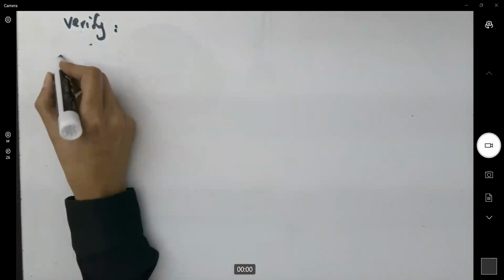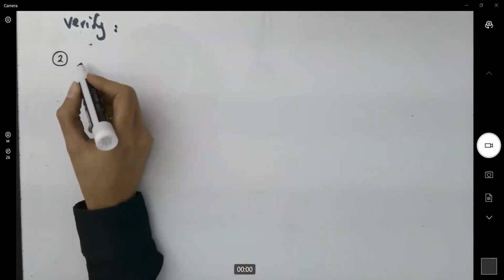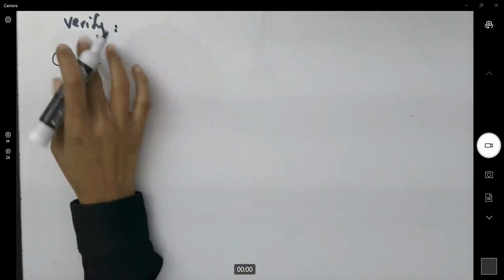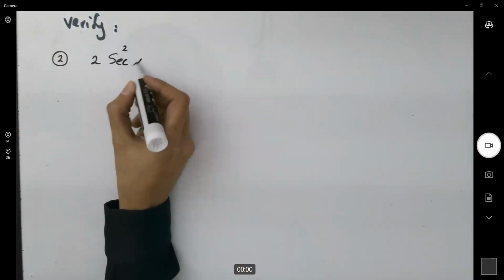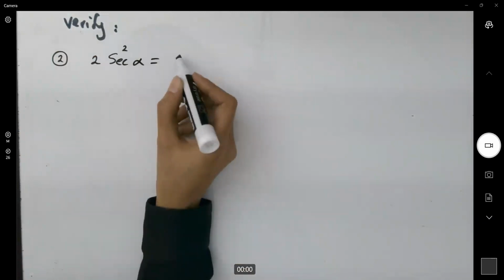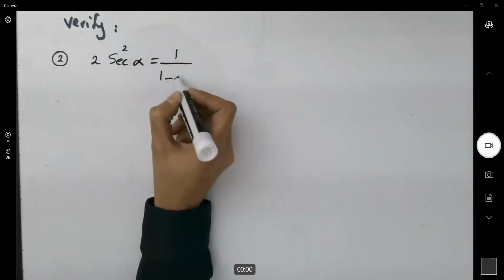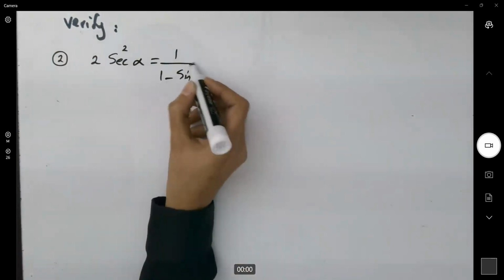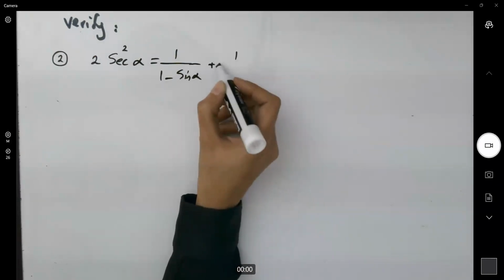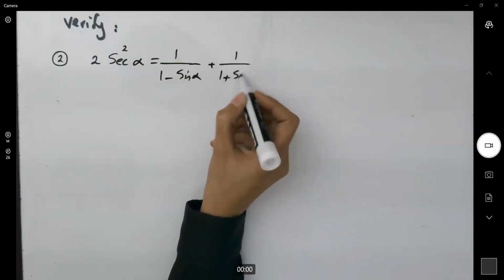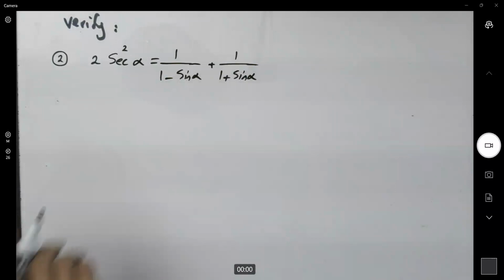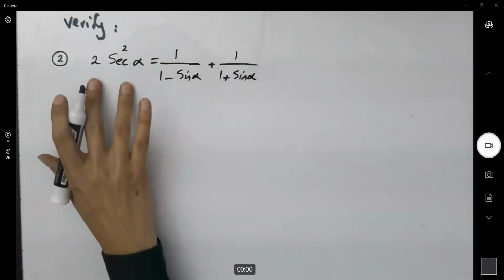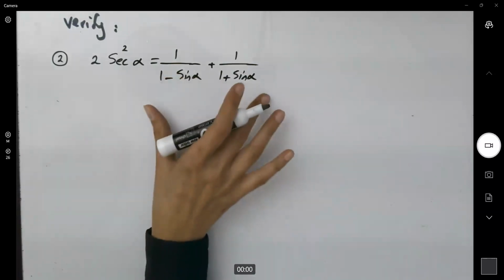Our second one says, well, I have 2 times secant squared of alpha equals 1 over 1 minus sine alpha plus 1 over 1 plus sine alpha. Okay, let's see what we have here. We have the left-hand side, we have the right-hand side.